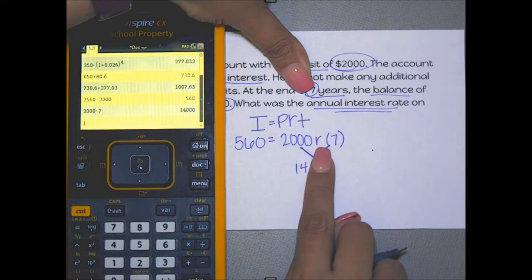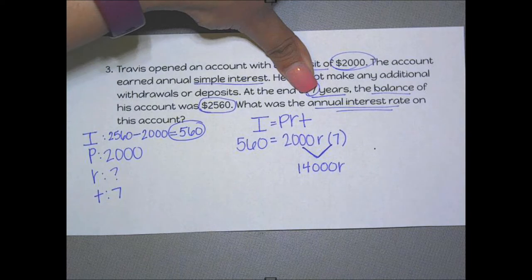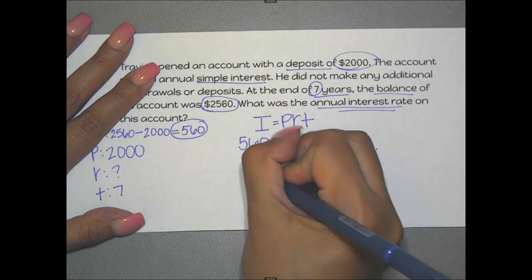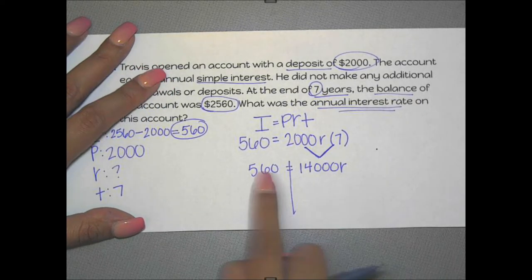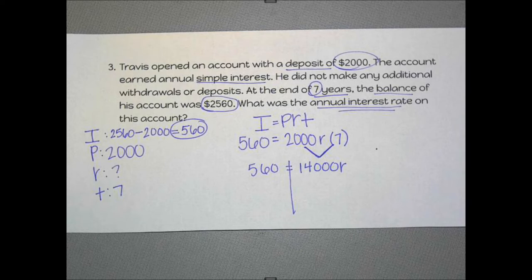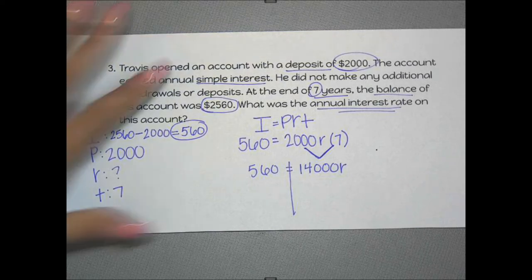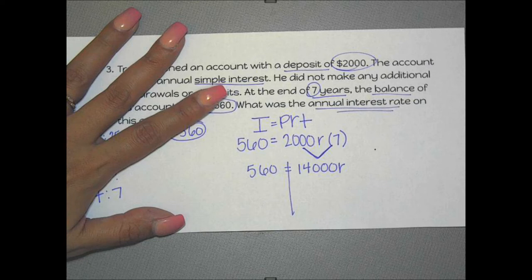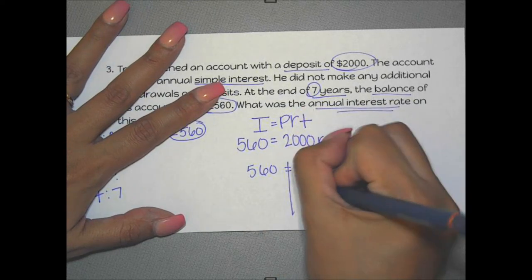And then I still have this R because I don't know what my rate is yet. So I'm going to put it next to that 14,000 to multiply. And it's going to equal 560 because I still have that. Now, from here, I'm at a one-step equation. And these numbers are multiplying together. So I know to get that R completely by itself, I need to do the inverse operation or the opposite of multiplication, which would be to divide.